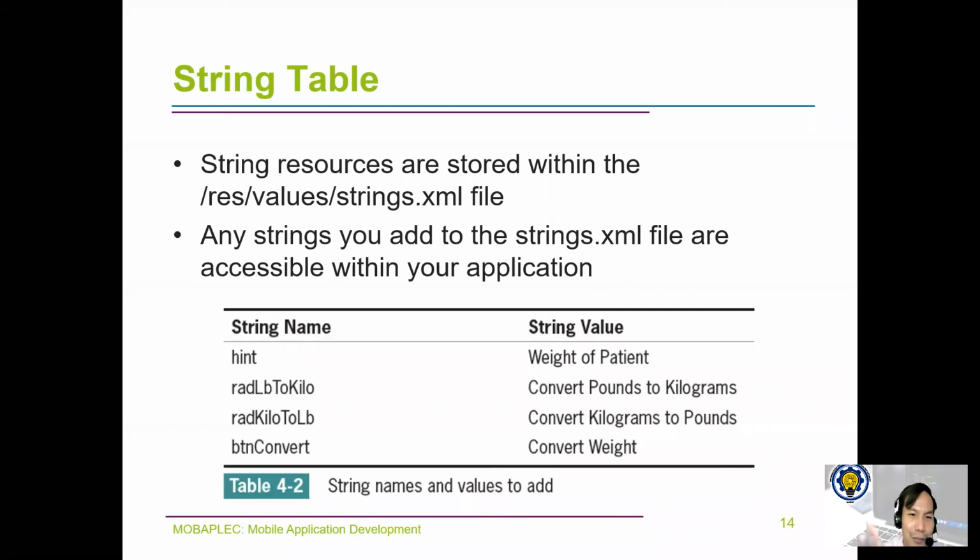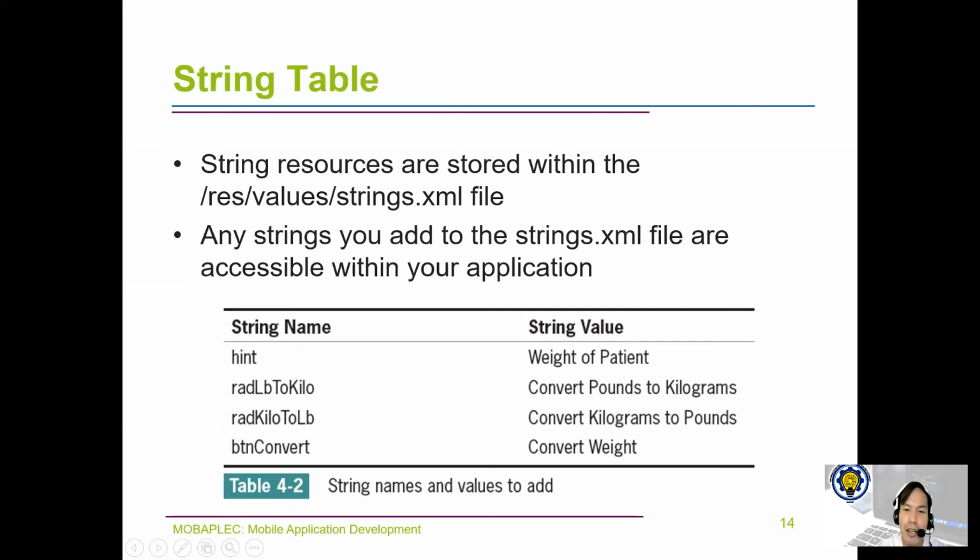So we have a radio button for pounds to kilo. LB means pounds, right? Then we have a radio button for kilo to pounds, and a button to convert weight. So take note, for the string, the name or your ID is in order to come up with that particular value. This is actually your value, or what we call the description of your string name. Okay, so these are actually included in Table 4-2, which is the string.